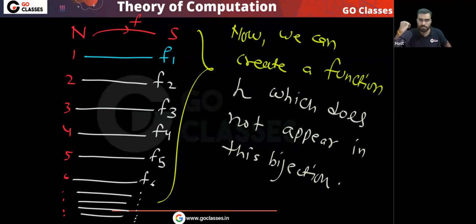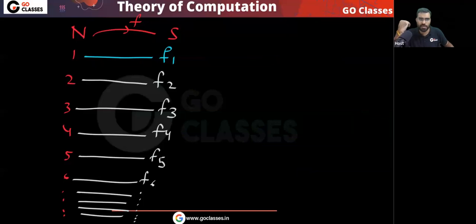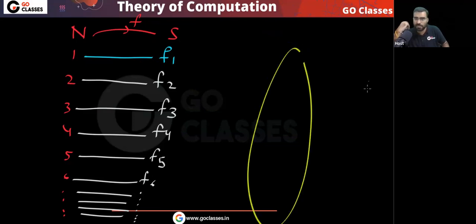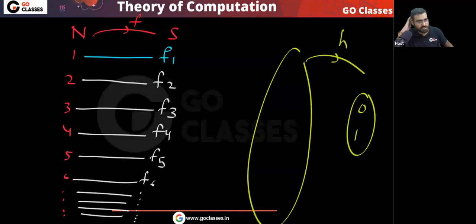Tell me how to do that. I want to create a function h which does not appear in this bijection. Please understand, I want to create this function h, over the inputs 1, 2, 3, 4, 5, 6, and so on. How to do that? Anyone?